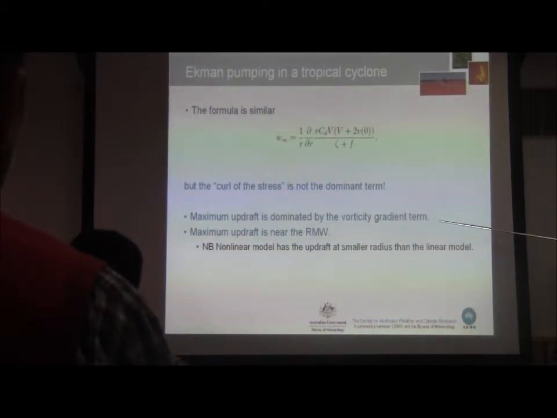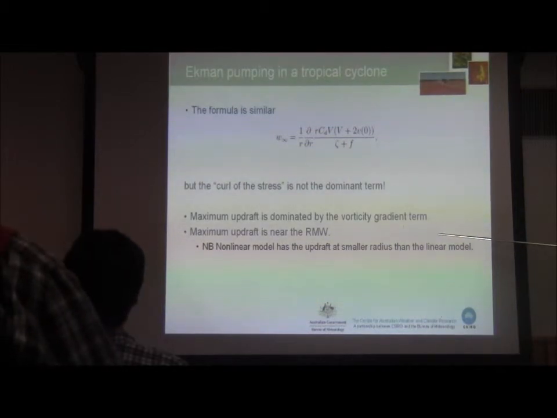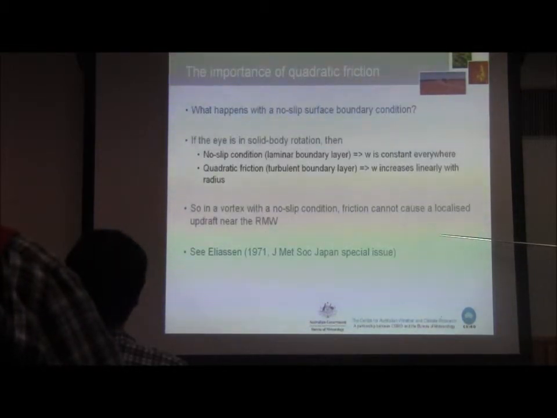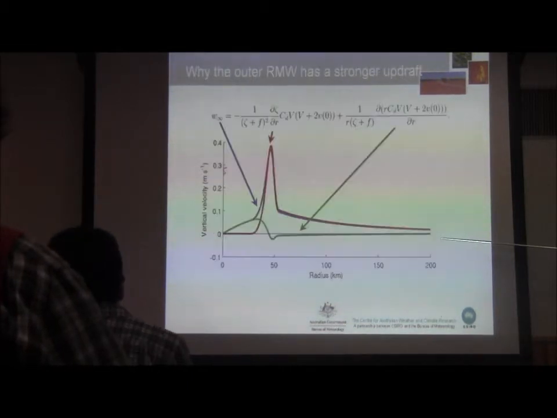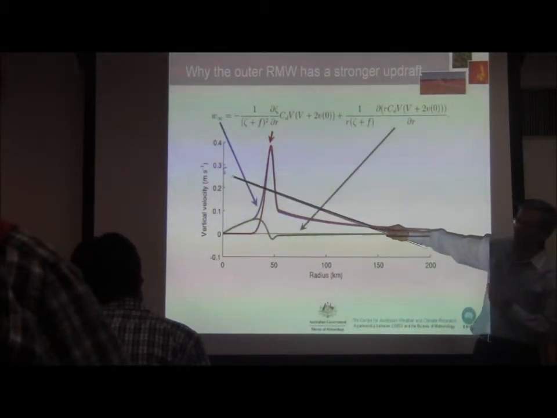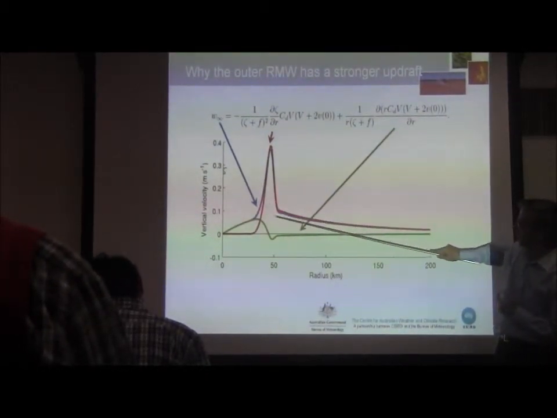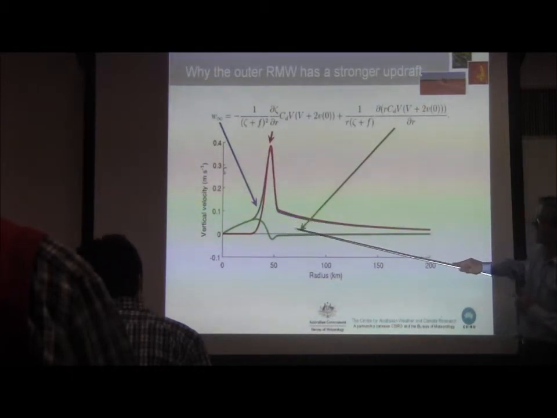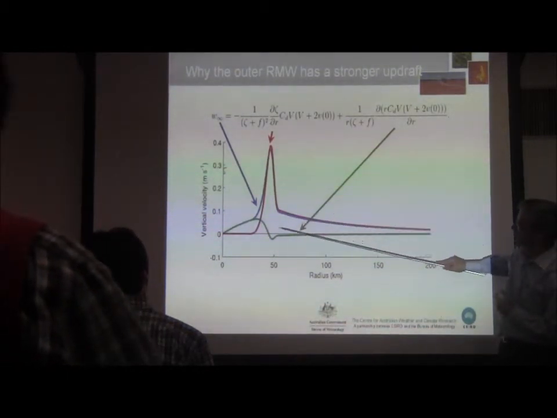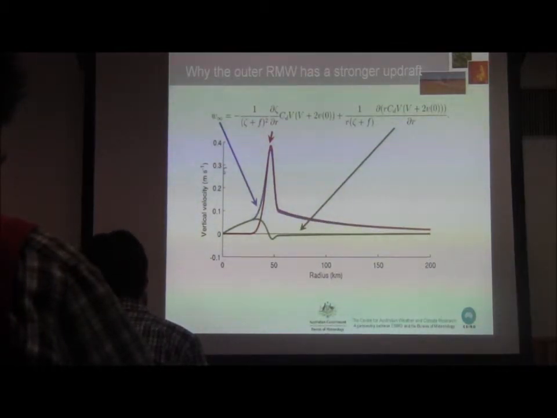Yes, so the main updraft is the vorticity gradient term, and therefore the maximum updraft becomes near the vorticity gradient. You remember the slides I showed you before where I plotted vorticity, and we had the fairly constant vorticity within the eye, and then the gradient of vorticity across the eyeball, and then the skirt. So the maximum gradient of vorticity actually occurs across the eyeball. And that is why you get the strongest updraft near the eyeball.